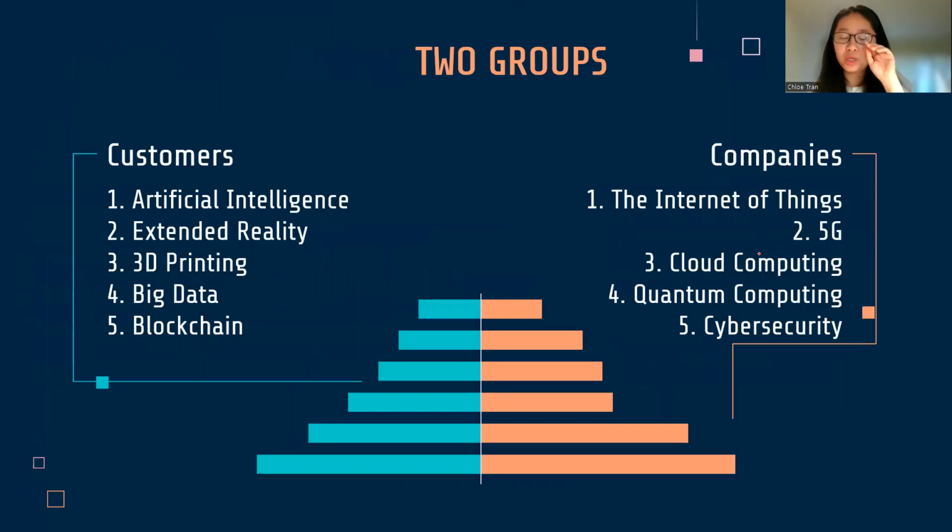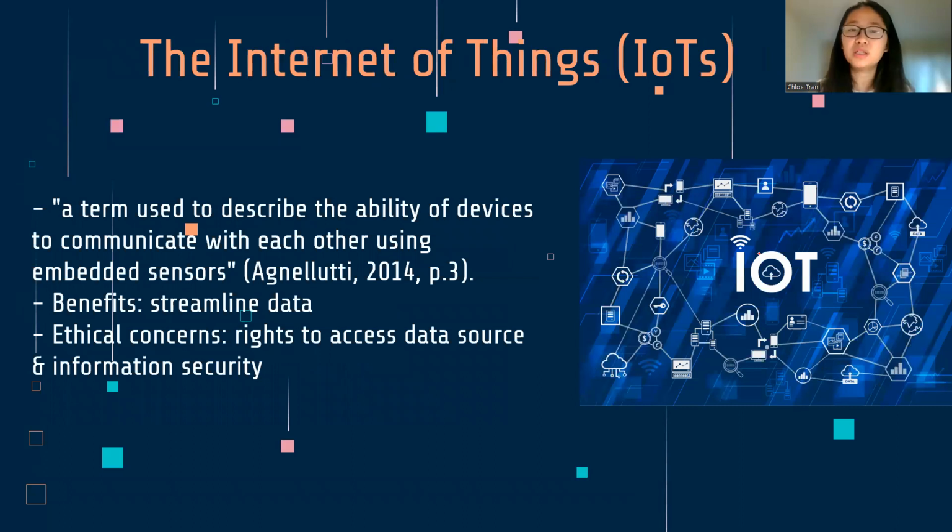So now we move on to the second group, the company group. The first one is the Internet of Things. The Internet of Things can be easily understood as the ability of devices to communicate with each other through embedded sensors. So the data within the company can be streamlined, so everyone can access the source, and the data can be transparent. That is the most important benefit of the Internet of Things.